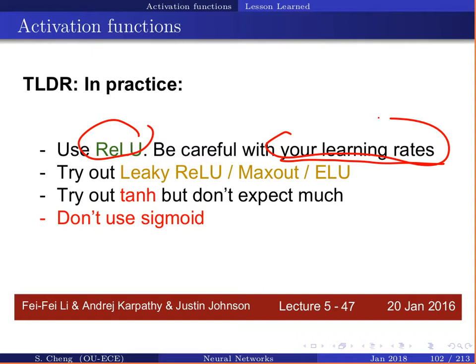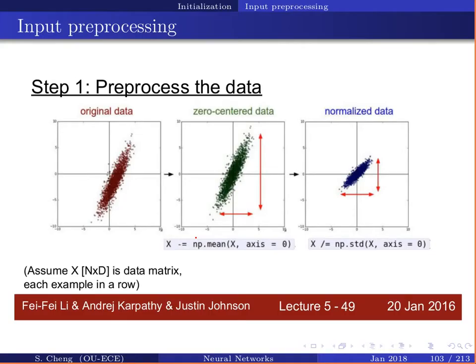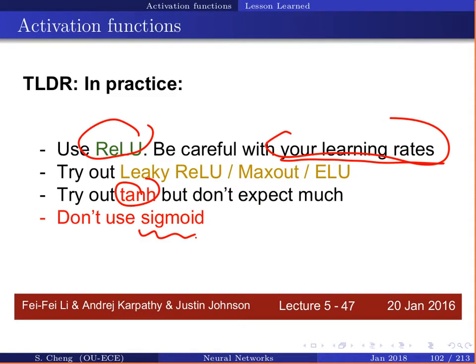And when you try ReLU, if it doesn't go well, you may try the other things like Leaky ReLU and so on. You may also try tanh, but don't expect much, and basically it doesn't make too much sense to use sigmoid anymore. So you can always ignore sigmoid. So that's my comment for activation functions.